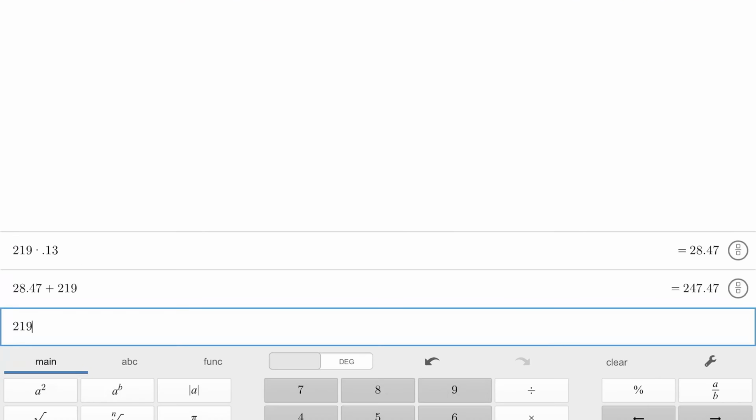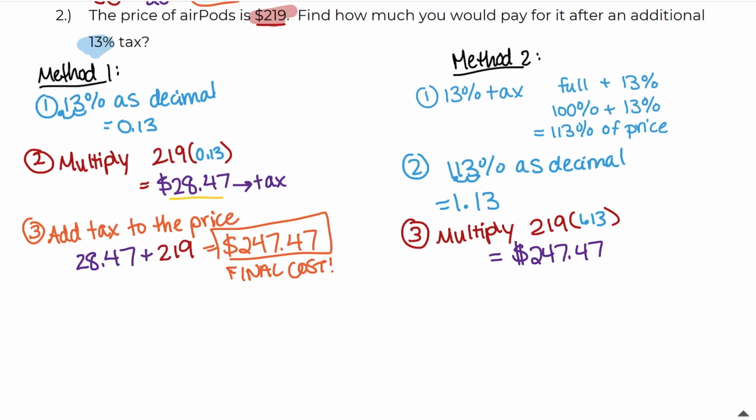So 219, multiply that by 1.13, and we get $247.47. And this is our final cost. You can choose whichever method makes the most sense to you.